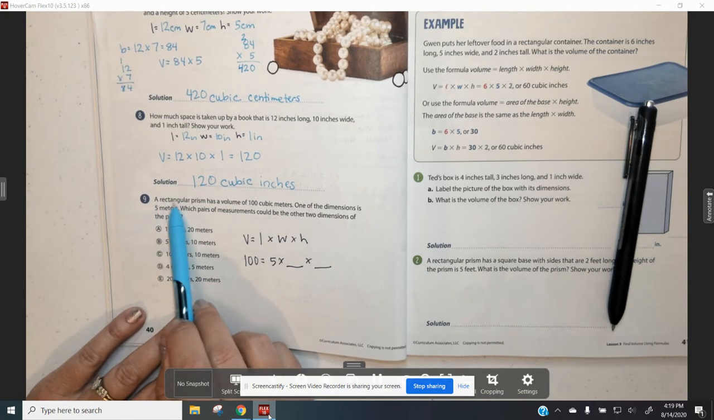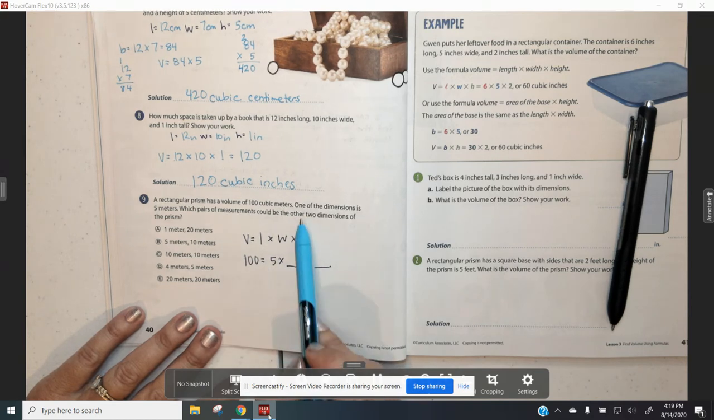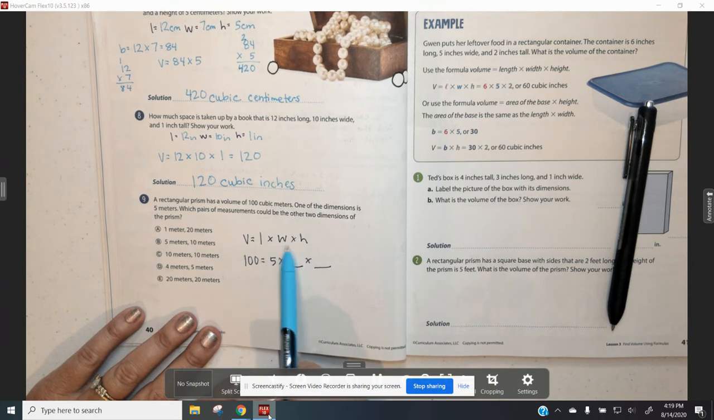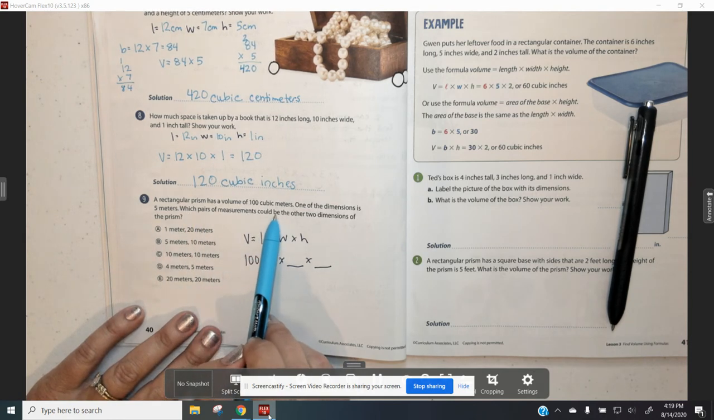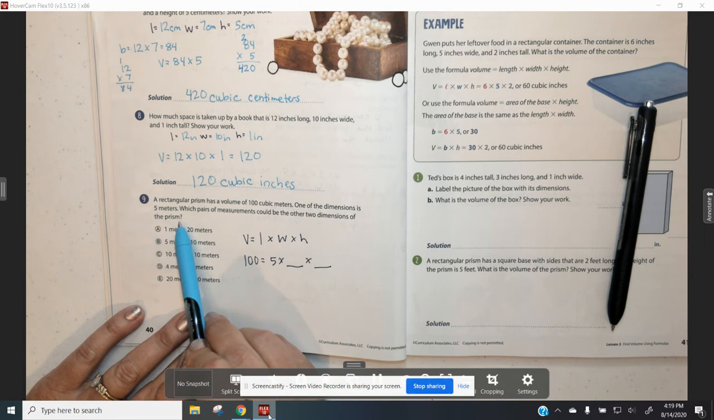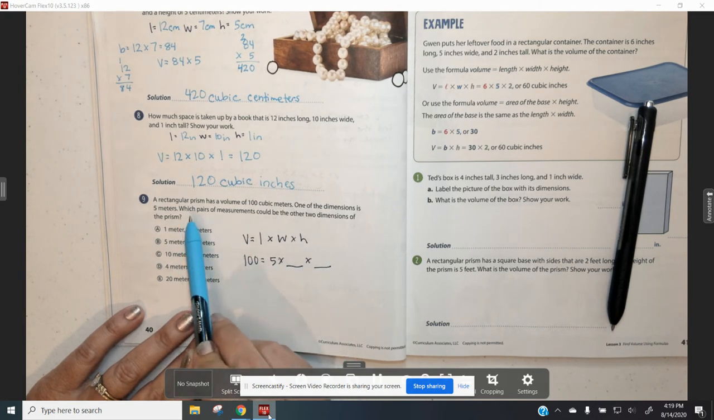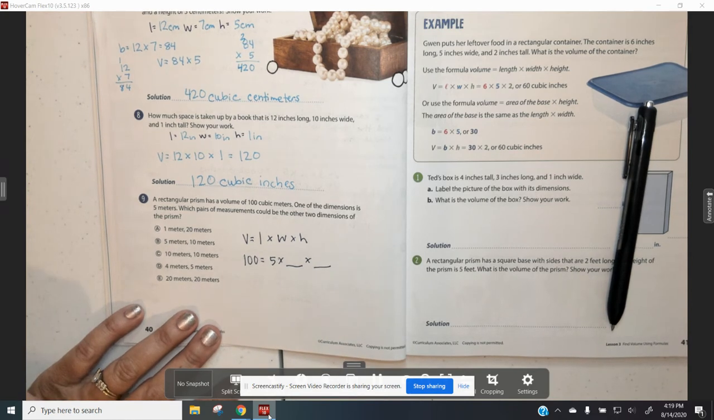So here it says, a rectangular prism has a volume of 100 cubic meters. So we know that our volume is 100 cubic meters. One of the dimensions is 5 meters. We don't know if it's the length, the width, or the height that's 5 meters, but I'm just going to pretend like it's the length. Which pairs of measurements could be the other 2 dimensions of the prism? So all we have to do is put in these numbers and see if the sentence makes sense.